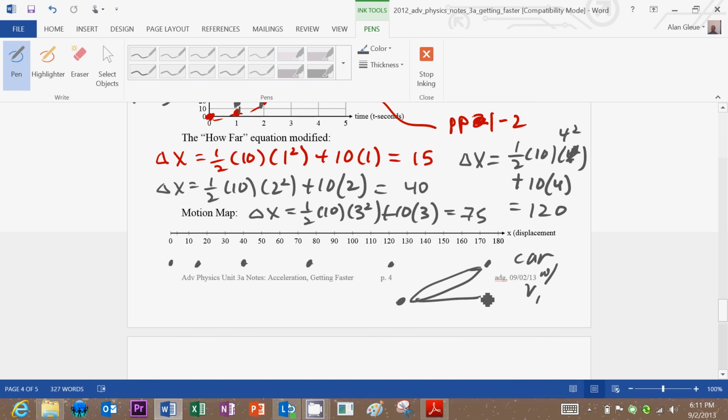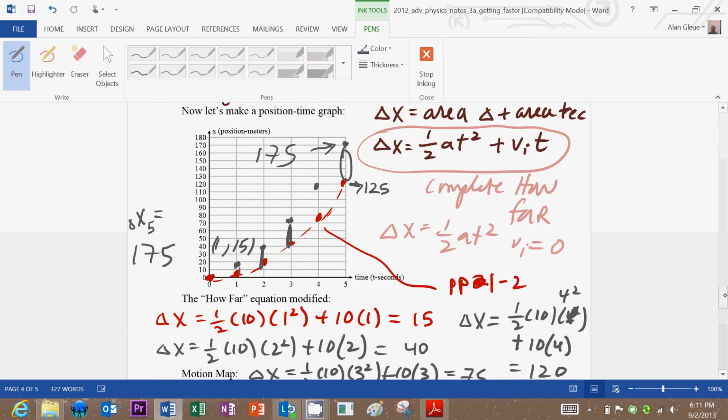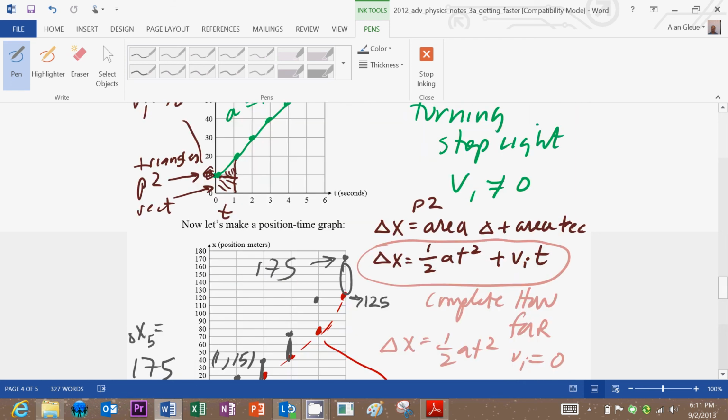That extra distance or displacement is based on this VI. So we've got to be really careful of this VI, because it can really make your car go further. And because of that, we had to change your how far equation. So make sure you got this down, because this really represents the full, complete how far equation.